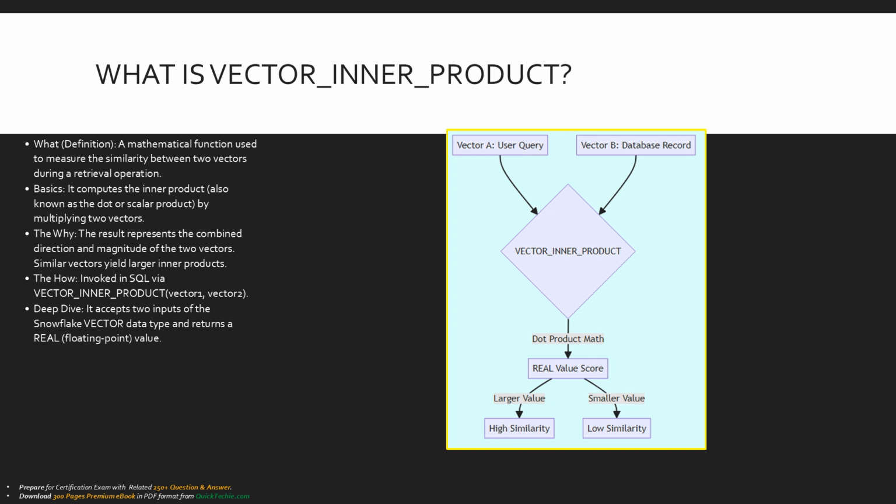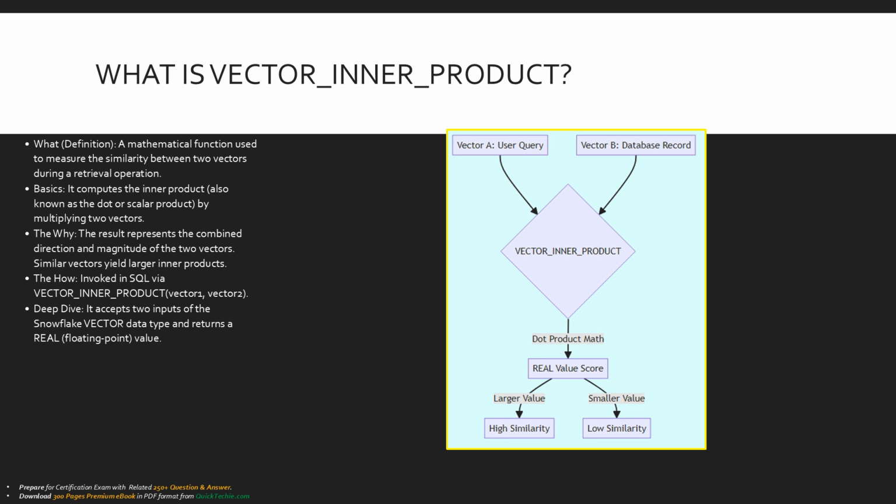Conversely, dissimilar concepts will yield a much lower or negative number. Implementing this is incredibly straightforward. You simply call vector inner product in your SQL statement, passing in your two vector columns or literals. It quickly processes the arrays and returns a single real value representing their similarity score. This diagram illustrates the function's execution path.